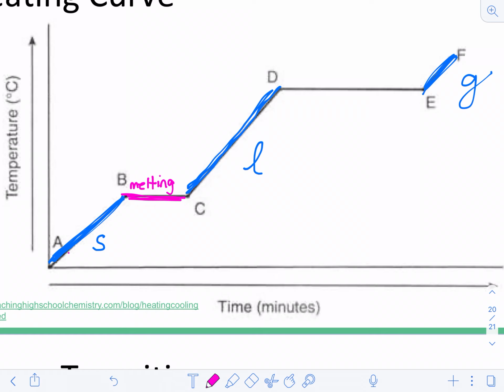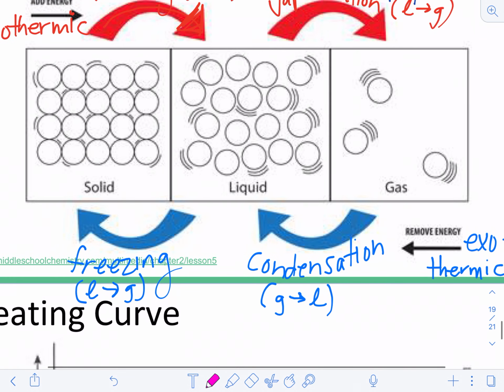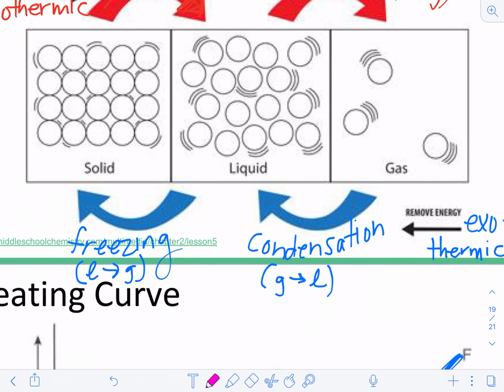All right, if we take a look at section DE, here we can see that this section is between the liquid and the gas phases. All right, so we can take a sneak peek here at the difference between our liquid to a gas. Oh, here we're going to have vaporization.